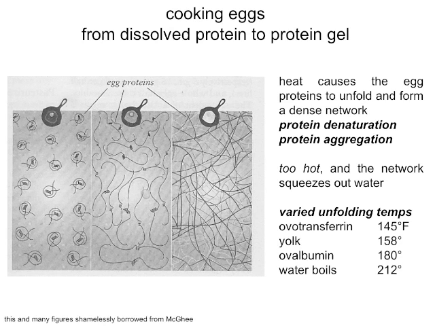So what about eggs? Okay, so I've taken this figure and lots of other figures from your textbook. Cooking eggs again is going from dissolved proteins that are happy and folded in their native states, doing their jobs, to this large scale, long range protein gel. Again, heat causes the egg proteins to unfold. They form a dense network. This is referred to as denaturation and aggregation.